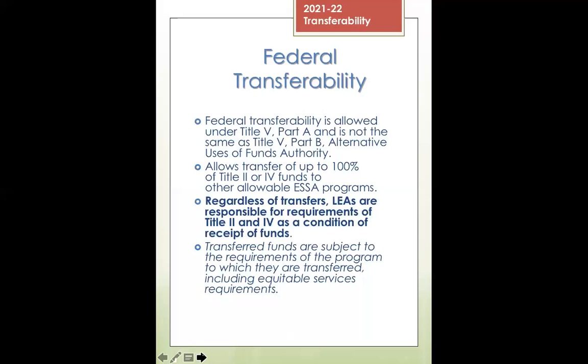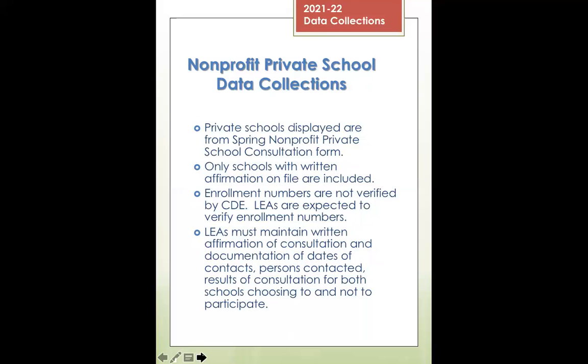All right, the next are your nonprofit private schools. These are always challenging pages. These are all applicable to equitable services, and just keep in mind, if you need to make changes on some of these pages, you may need to go back to the spring submission, because that's where you indicated that you consulted with the schools, and if the schools are on that list, they're going to pop over to this data collection. So in some cases, that's why it's important to look at the last one.